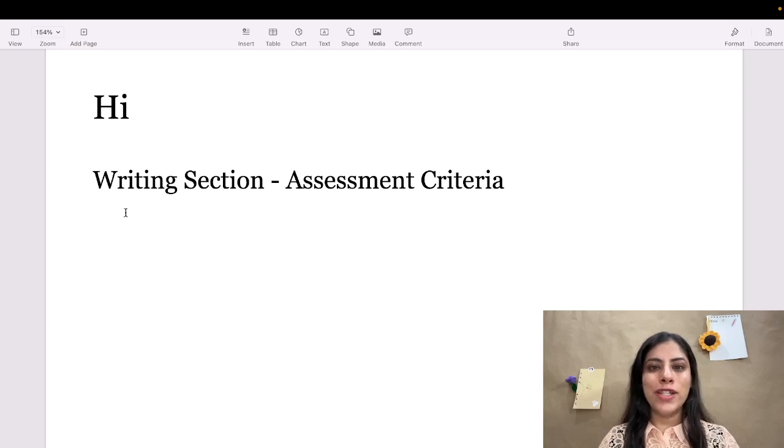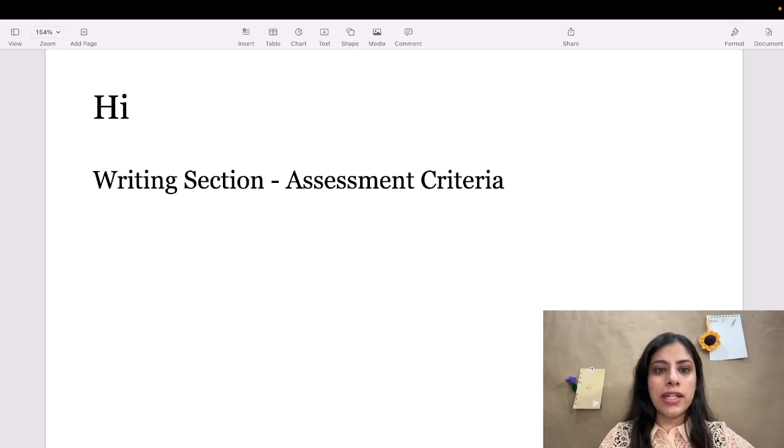Hi everyone. So today we are going to discuss the assessment criteria for the writing section in the IELTS examination. This is an important part of your preparation because as a student you should know what the examiner is going to look for in your answers. It not only gives you an edge when you're writing your answer, but also gives you clarity that these are the points which you must tap into in order to get your desired band score.